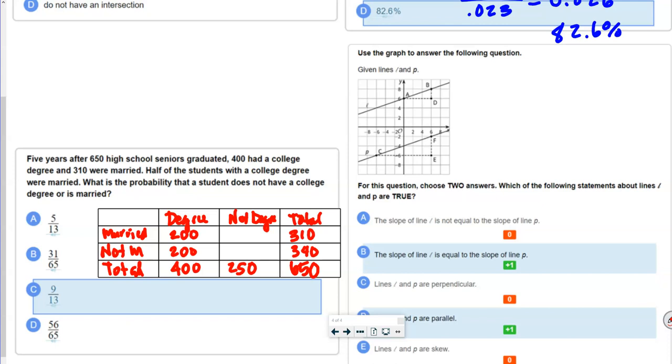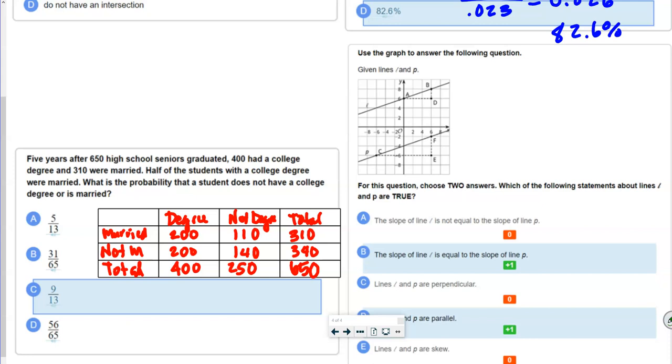And then it says how many didn't have a degree, right? So this would be 110 here. And this would be 140 here, right? Okay. Exactly. Okay. So everything adds up the way it says. So what is the probability the student does not have a college degree or is married?